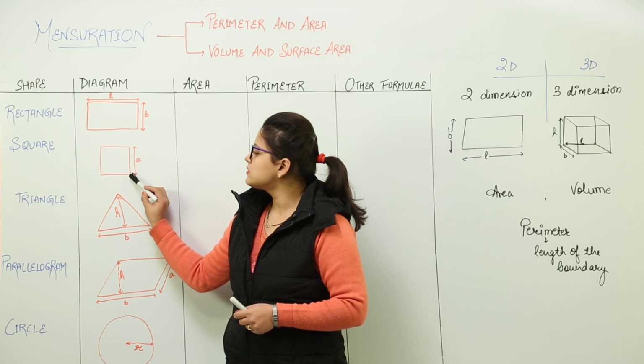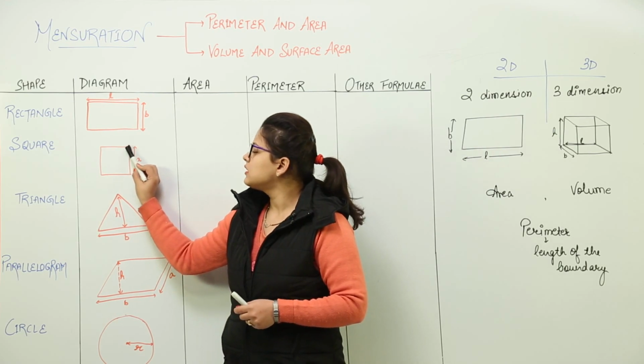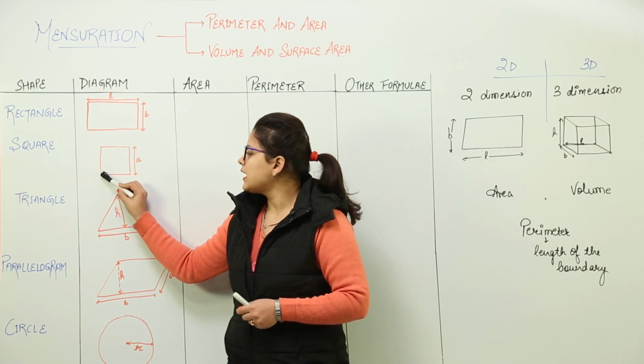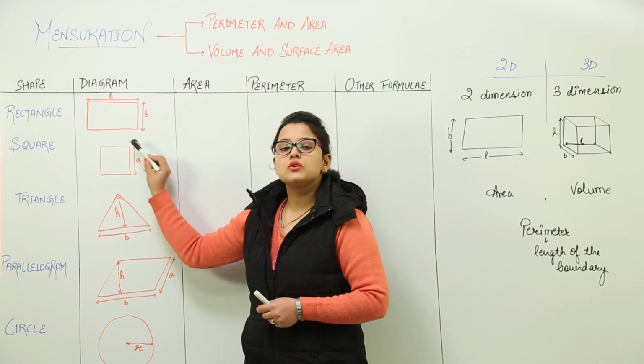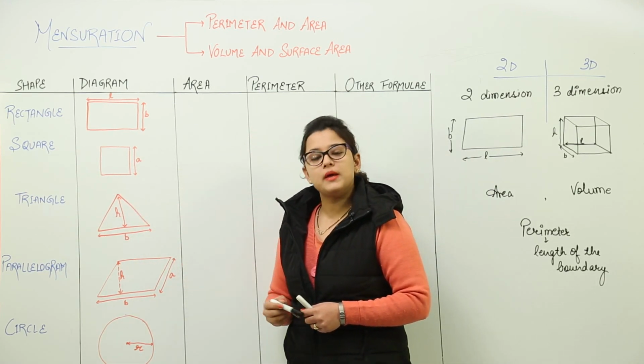Same goes with square also. You start walking from here, went up to here and you come back to the same point. So how much distance have you covered is your perimeter.